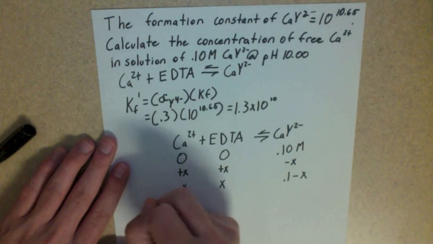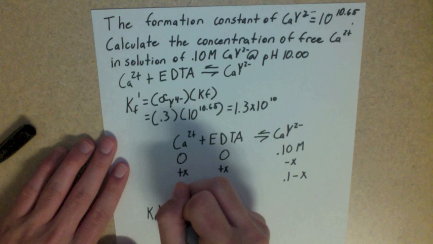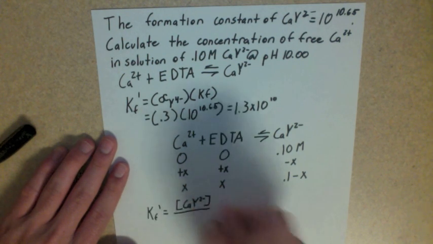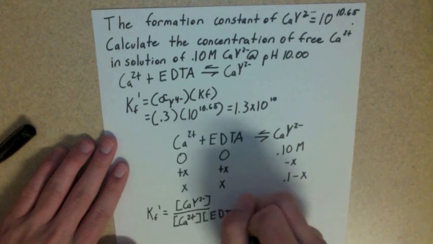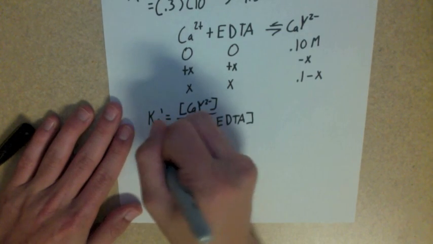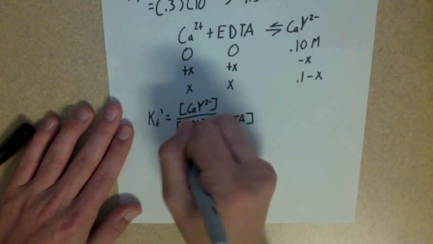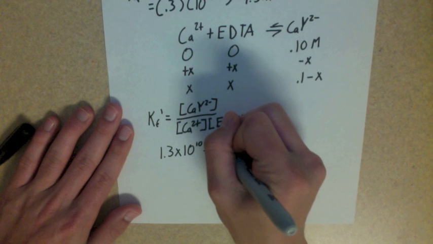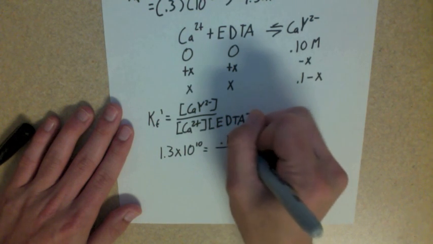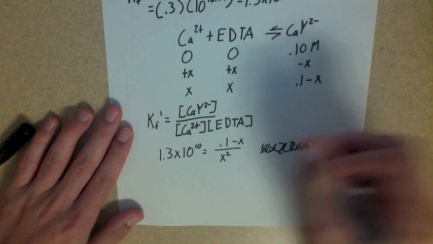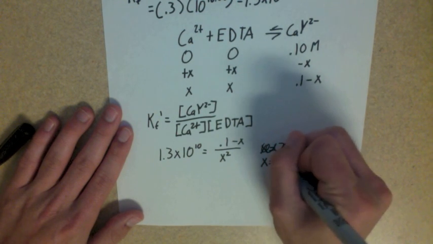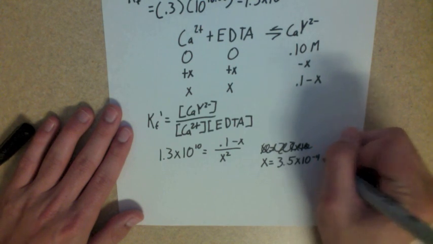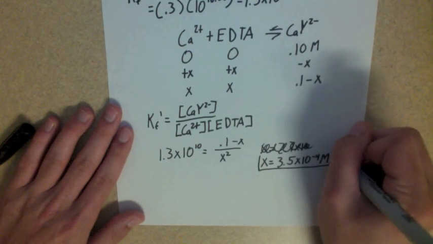At equilibrium, the conditional formation constant equals the concentration of Ca(Y2-) over the concentration of Ca2+ times the concentration of EDTA. When plugging in the values from the ICE table and the conditional formation constant, we get 1.3 times 10 to the 10th equals 0.1 minus x over x squared. After all the calculations, we find that x equals 3.5 times 10 to the -4th molar, which is our concentration of free Ca2+ in solution.